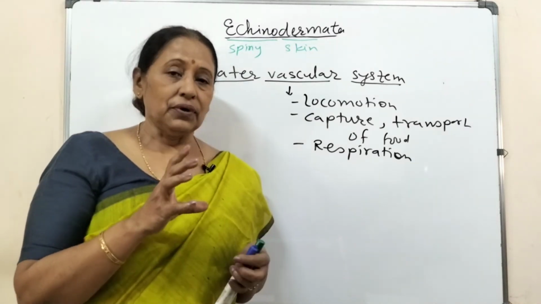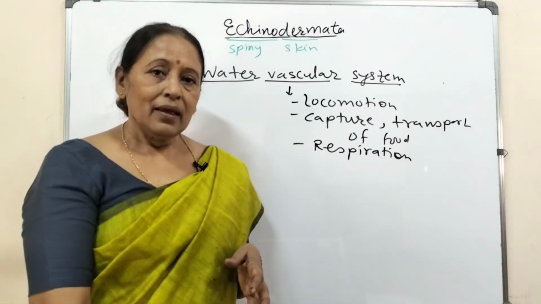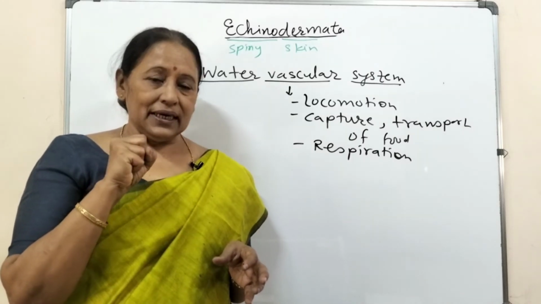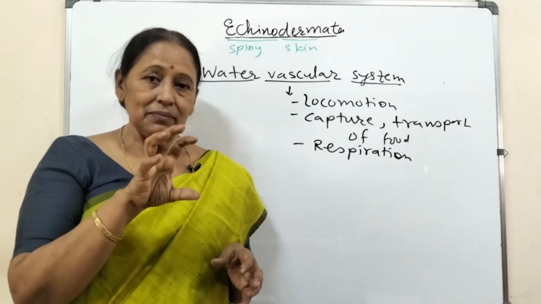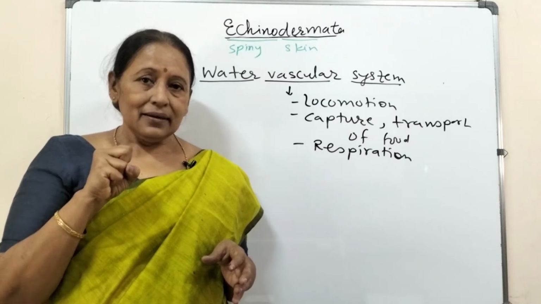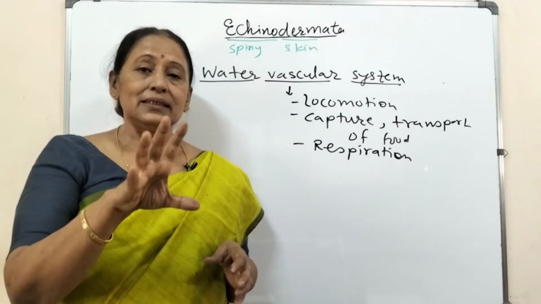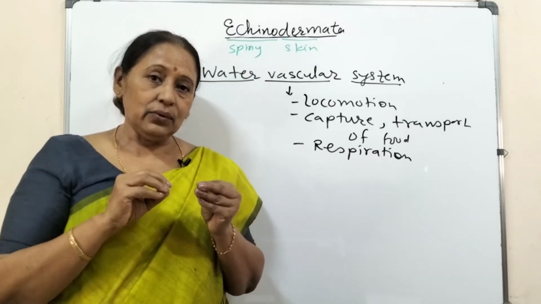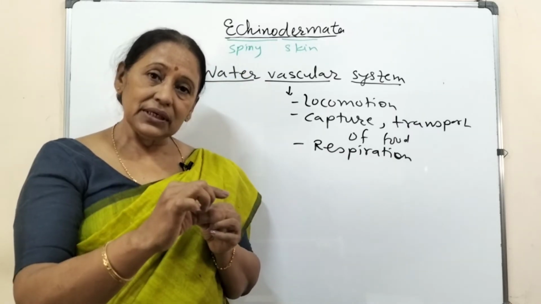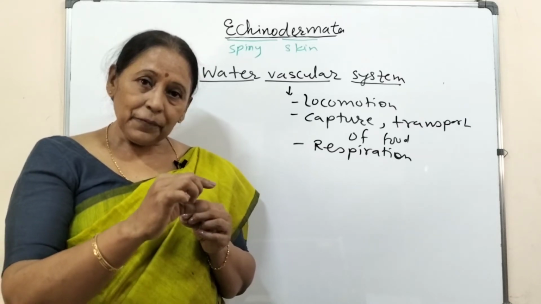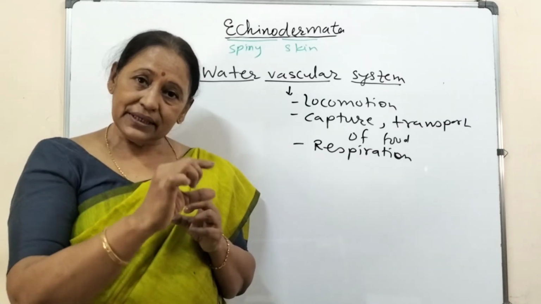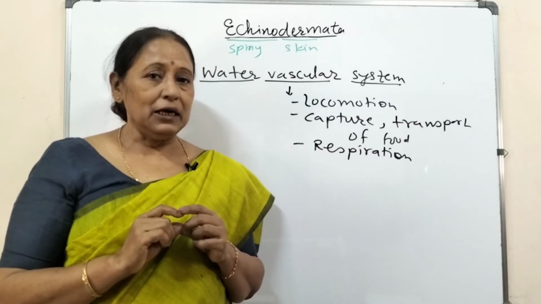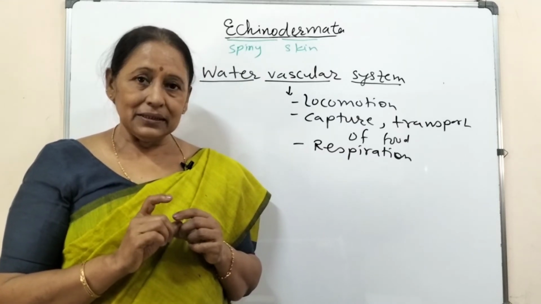Locomotion: what they do is, through the water vascular system, it takes in the water, then it releases the water, and by that force it jumps. It has to calculate the distance which it has to move, and adjust that much water pressure. It is doing this with the help of the water vascular system.